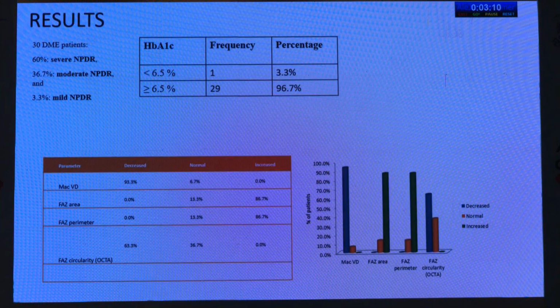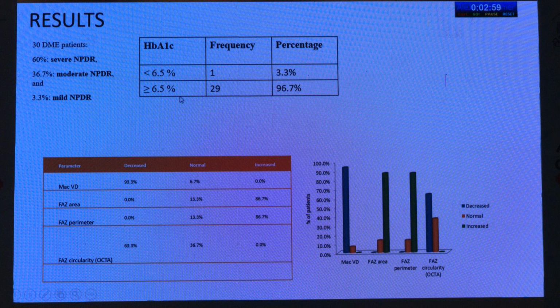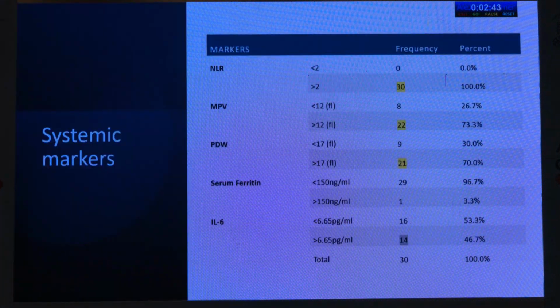Coming to the results, we had 30 DME patients. Out of these, severe NPDR was 60%, almost 36% were moderate, and 3% had mild NPDR. HbA1c was increased in 29 out of 30 patients, and macular VD was distorted and decreased in 93% of the patients. FAZ area and perimeter were increased in 86%, and circularity was distorted in 63% of these patients.